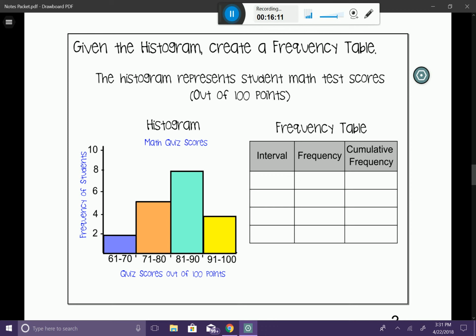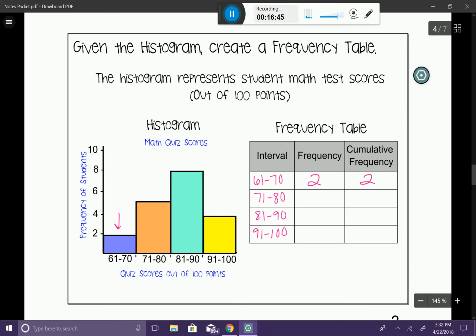So the first thing I'm going to do is take those intervals right off of my histogram and plug them right into my frequency table. So I'm going to write 61 to 70, 71 to 80, 81 to 90, and 91 to 100. I got that right off of my x-axis. Okay, now let's go ahead and see the frequency. Let's look at 61 to 70 first. That's going to be our purple bar. You can see that the frequency of students is going to be a 2. So I'm going to write a 2 there, and I'm going to fill in my cumulative frequency while I'm there.